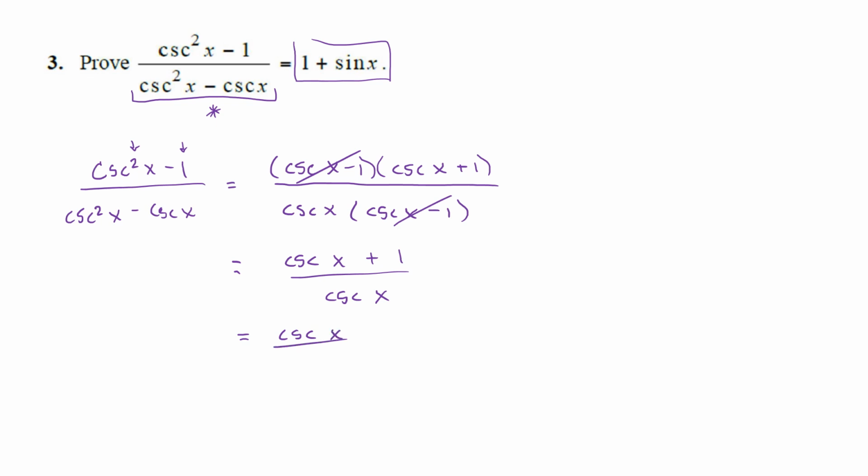So cosecant x over cosecant x plus 1 over cosecant x. Well, cosecant x divided by cosecant x is 1, and 1 over cosecant x is equivalent to sine x. So 1 plus sine x is equivalent to this trigonometric ratio. Ooh, that was fun.